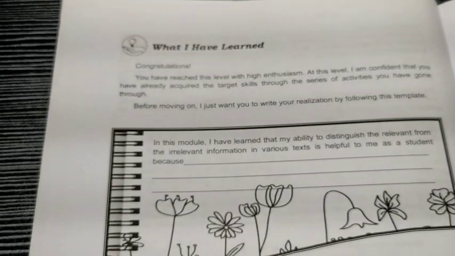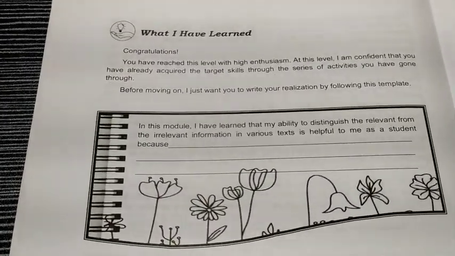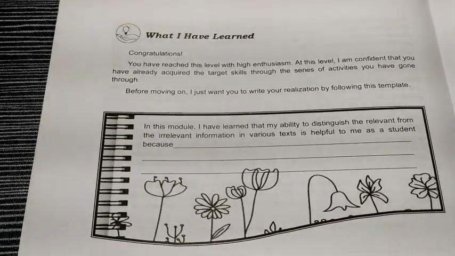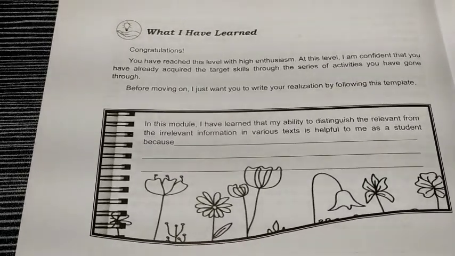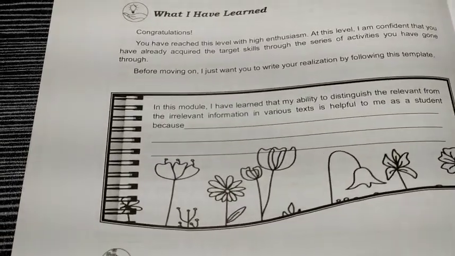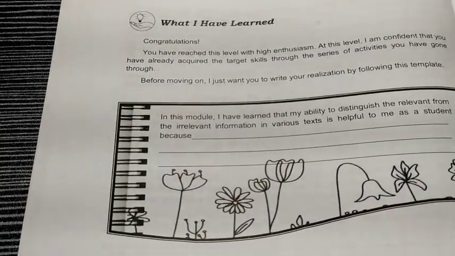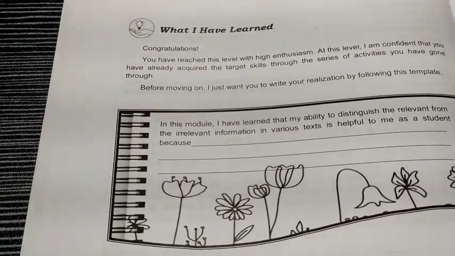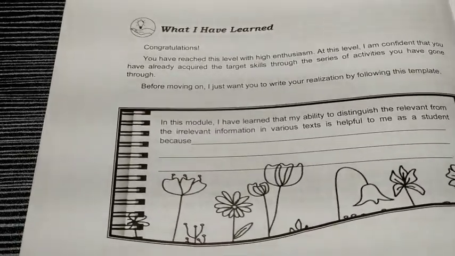In what I have learned, you will simply complete this statement. In this module, I have learned that my ability to distinguish the relevant from the irrelevant information in various texts is helpful to me as a student because, or what are the advantages of knowing which is true from not, which is more important from least important, like that.